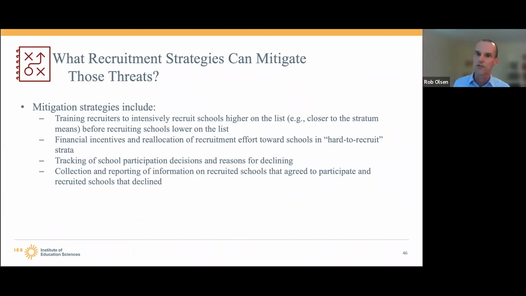The schools there are not responding to your outreach, or they are responding and they have reasons for not wanting to participate. In those cases, additional effort and resources can be redirected to help boost recruitment in those strata.